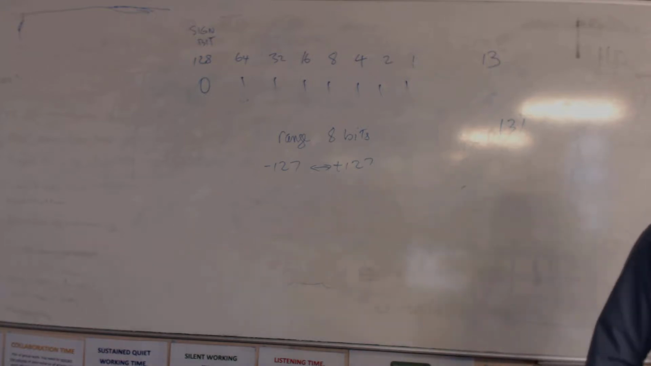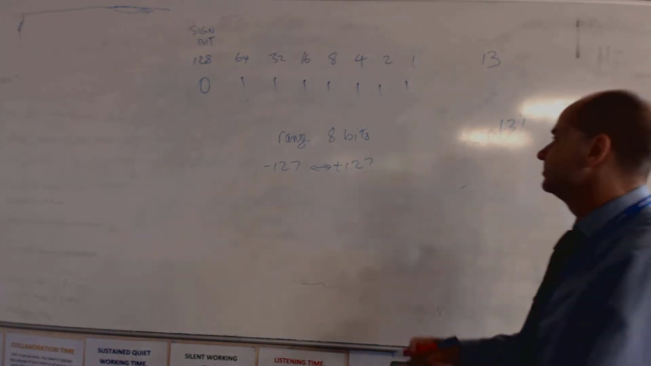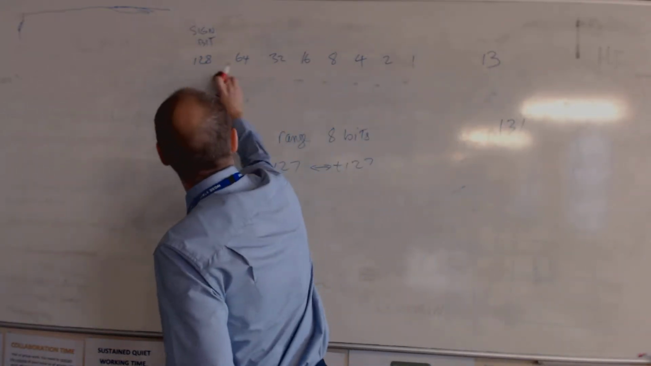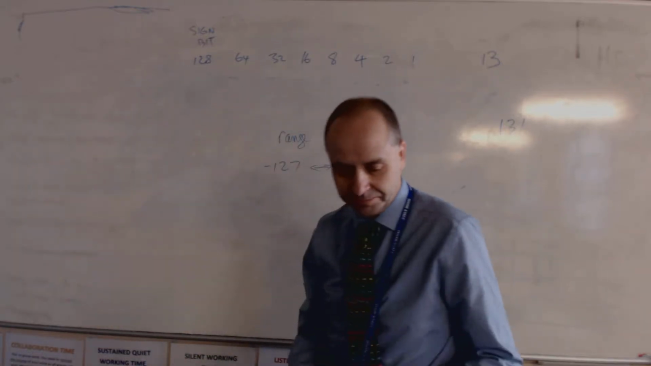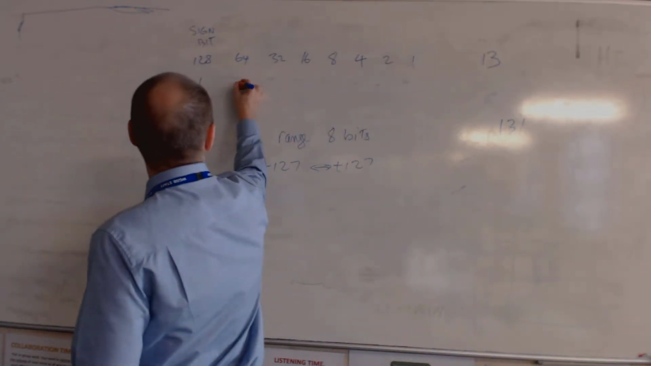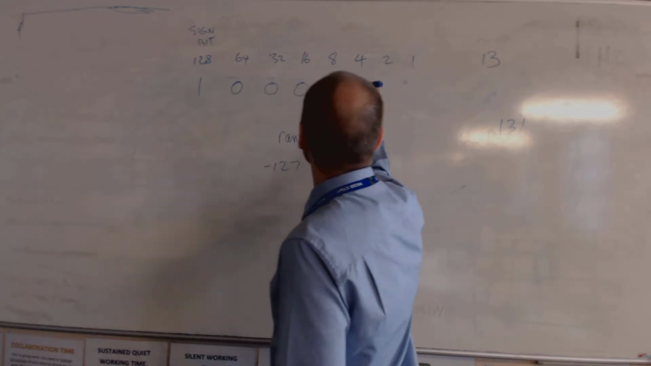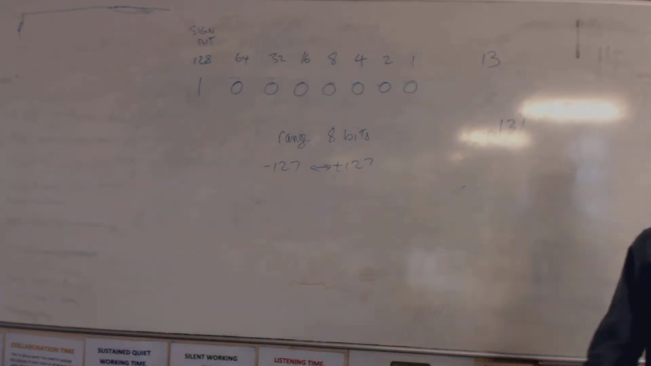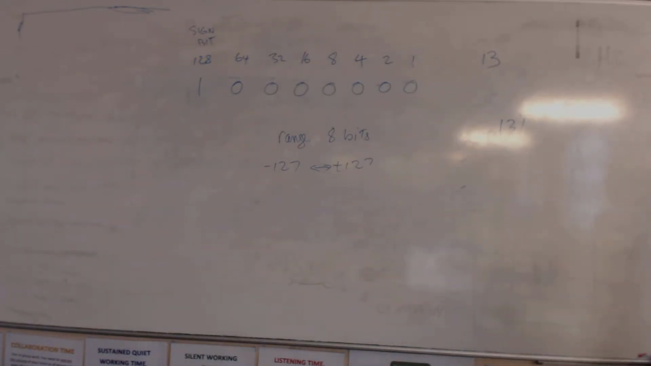Right, I'm going to write a number down and I want you to tell me what this number is. So I'm going to write a negative number down. What number is it? Anything else about the number? Negative 0. Yeah, it's negative 0. Well, that doesn't even make sense.